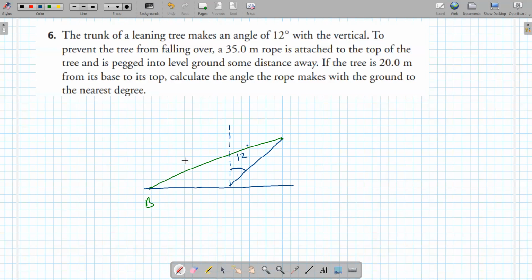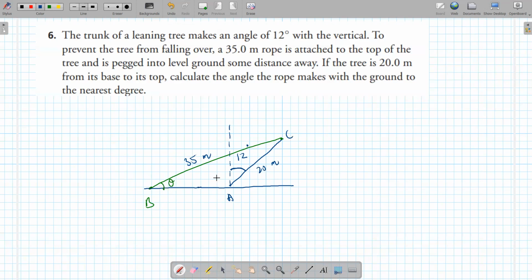So this rope is 35 meters. If the tree is 20 meters from its base to its top, so what is 20? Which side length is 20? A to C. A to C is 20, definitely. Calculate the angle that the rope makes with the ground to the nearest degree. So which angle are we looking for? B. B is right, yes. So we're looking for this angle. Let's call that theta.